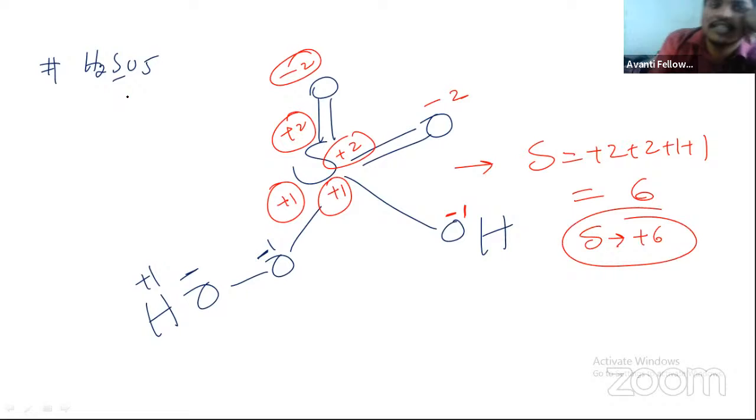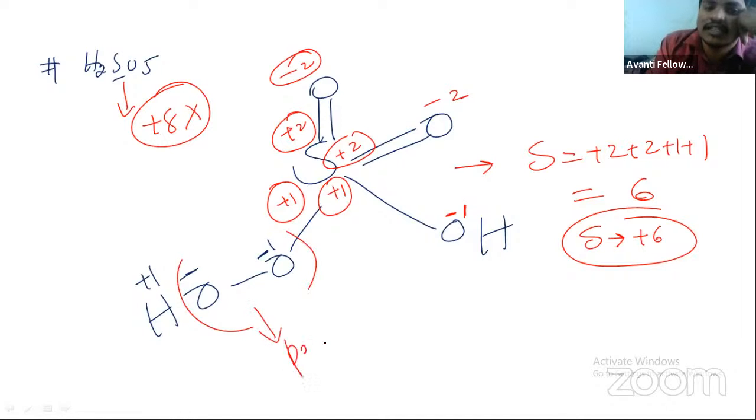If you calculate in general, you got +8. +8 is wrong due to the presence of what you are going to call it as? This is peroxy linkage. I hope you people understand this one. Please do tell me in the chat box.